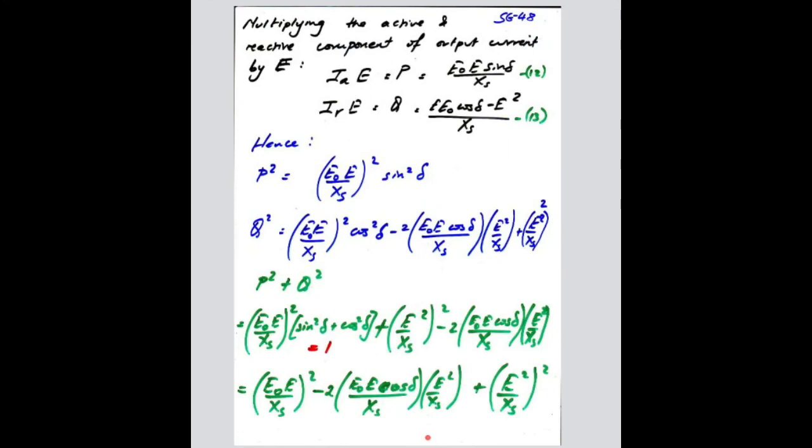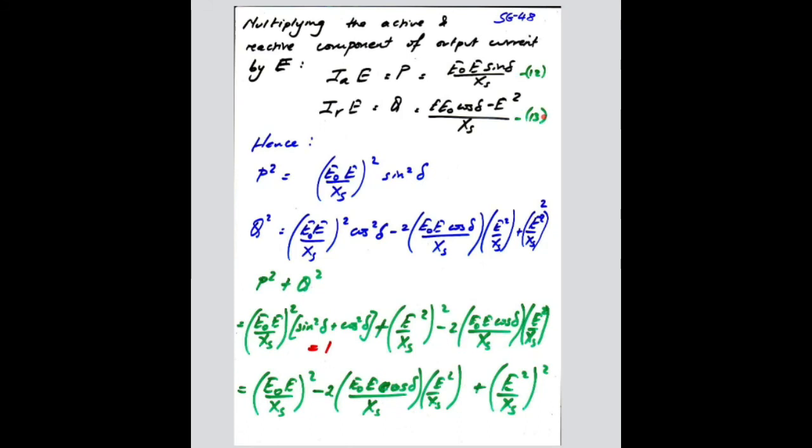And if we multiply the active and reactive components of the currents by E, which is the terminal voltage, we end up with P and Q, right? So P is IA times E, and Q is IR times E. And we can also use equations 10 and 11 and write them in terms of delta. Okay, so that will produce equations 12 and 13.